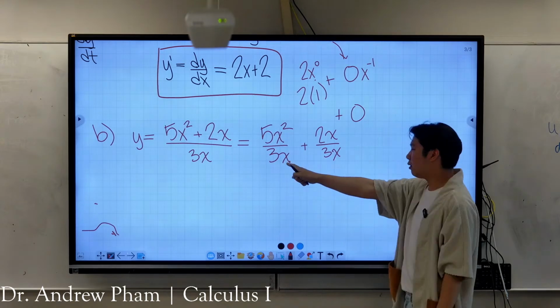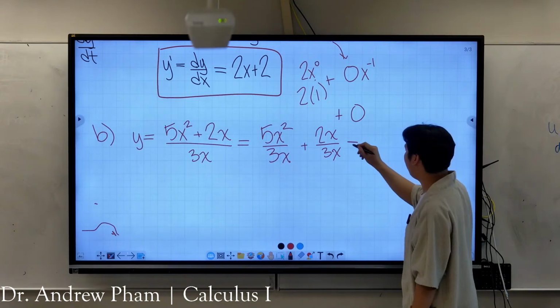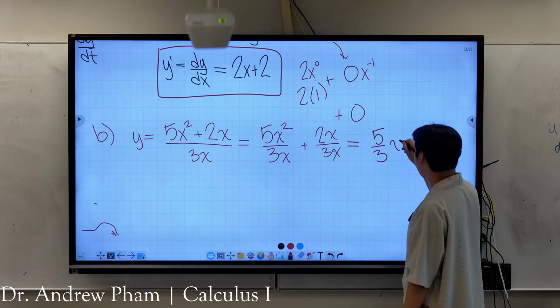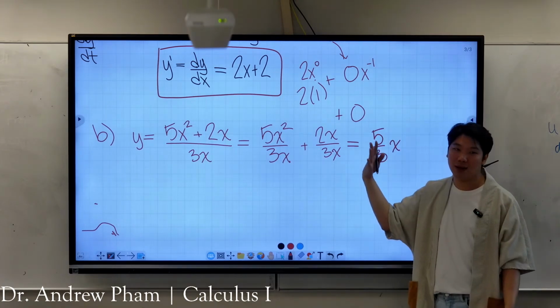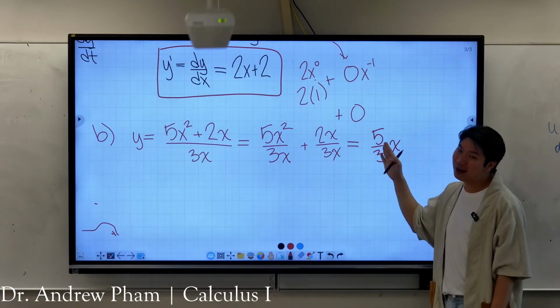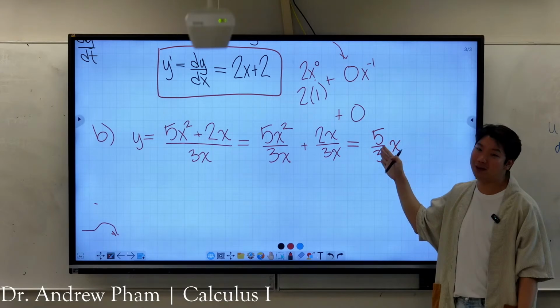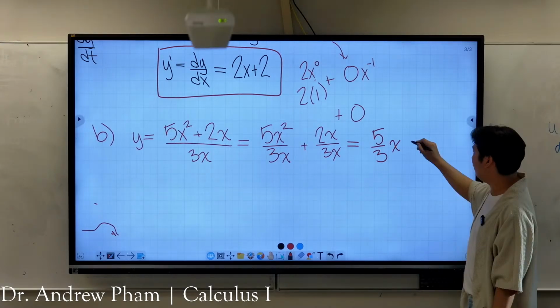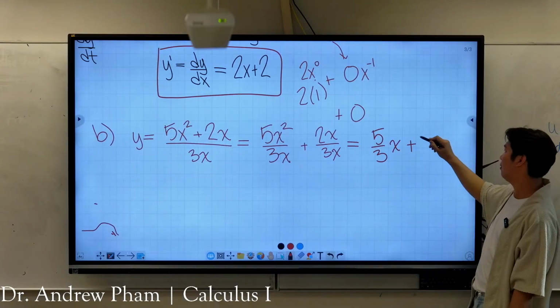5x squared over 3x, I get 5/3 x. Or you put 5x over 3, it's the same thing. Usually I just like writing the x on the side so that I can see very clearly I have a coefficient and then an x. Plus, what should I write next here? Yeah, 2 over 3.